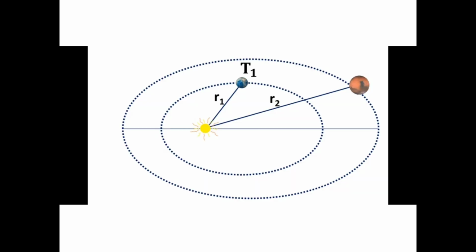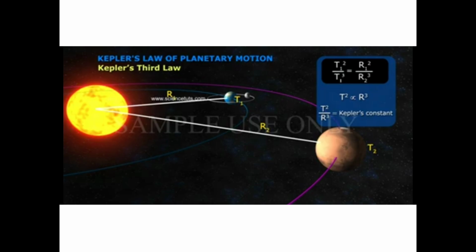Kepler's third law. According to Kepler's law of periods, the square of the time period of revolution of a planet around the Sun in an elliptical orbit is directly proportional to the cube of its semi-major axis. That is, T² is directly proportional to r³. With a little modification, we get T²/r³ equal to Kepler's constant.